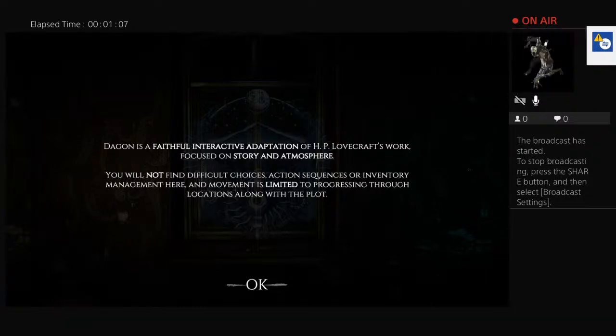Dagon is a faithful interactive adaptation of H.P. Lovecraft's work focused on story and atmosphere. You will not find difficult choices, action sequences, or inventory management here. Movement is limited to progressing through locations along the plot.